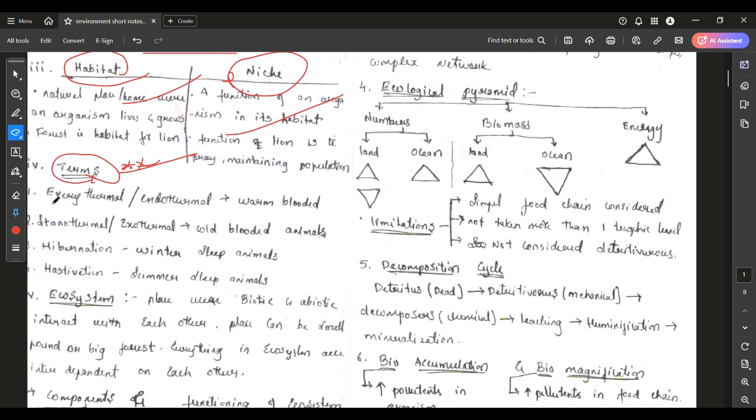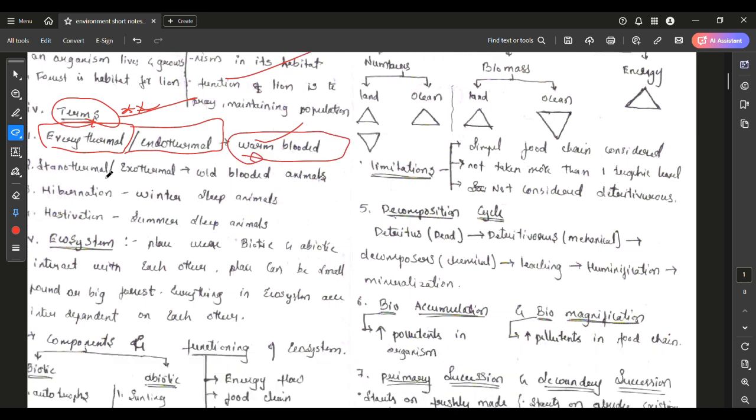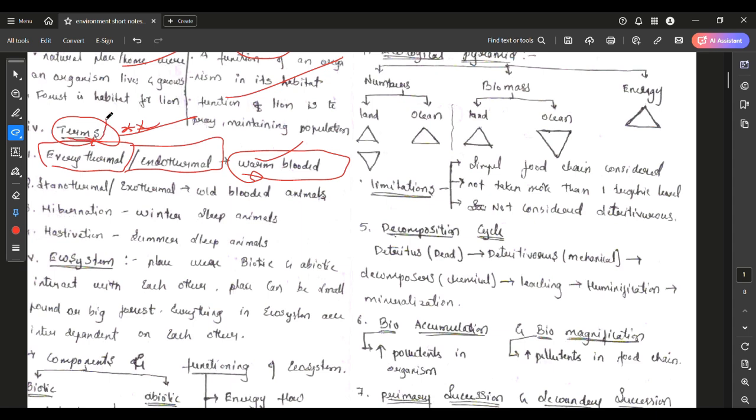State examinations also, it plays a very important role. They just ask what is eurythermal or what is endothermal, and they will provide some options such as cold-blooded animals, winter sleep animals, warm-blooded animals. You just need to tick that it is a warm-blooded animal. Like that I provided each and every term such as eurythermal, endothermal, stenothermal, exothermal, hibernation, aestivation.